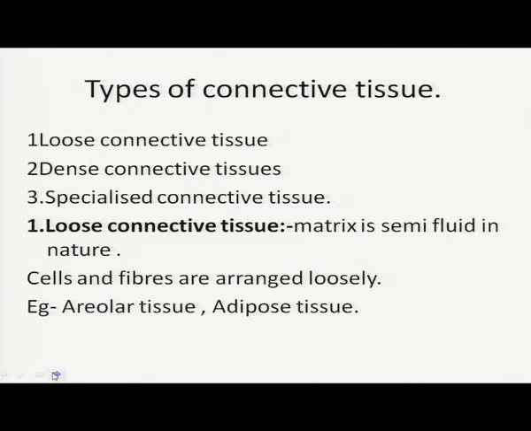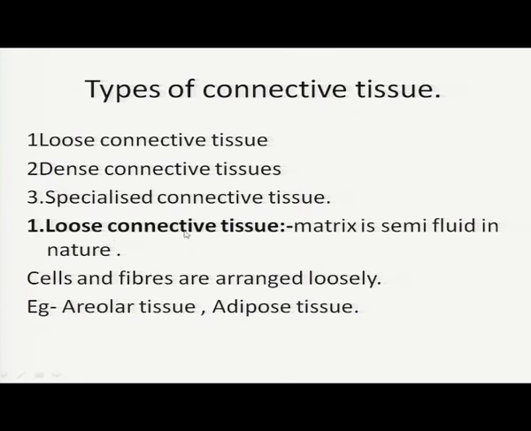Now, coming to the types of connective tissue. The first category is loose connective tissue. Second is dense connective tissue. The third one is specialized connective tissue. So, three different types: loose connective tissue, dense connective tissue, and specialized connective tissue.